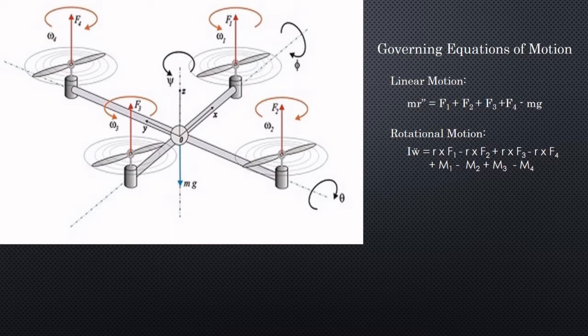The governing equations of motion are seen here. Linear motion is achieved through Newton's classic force equals mass times acceleration equation. Angular accelerations are achieved through a non-zero net torque on the system through different combinations of motor output. In general, both of these equations will be at play when flying the quadcopter.